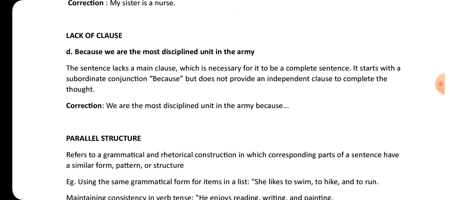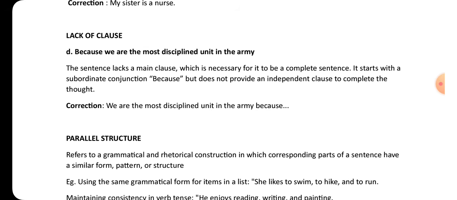So we can correct it by saying that we are the most disciplined unit in the army because. So I brought what? Ellipsis, which means that something continues. But when it begins to say that because we are the most disciplined unit in the army, it is what? Lack of what? Clause. And in the same way, because we are the most disciplined unit in the army, in some way I can say it's a fragment, right?